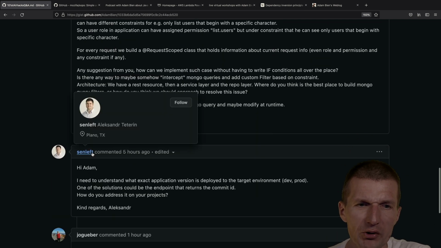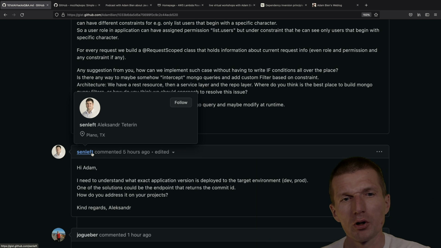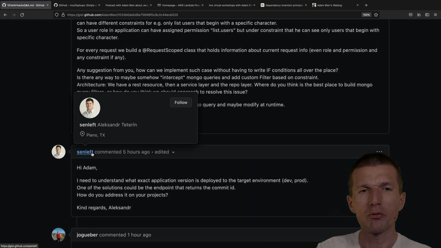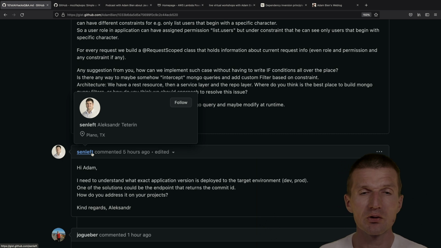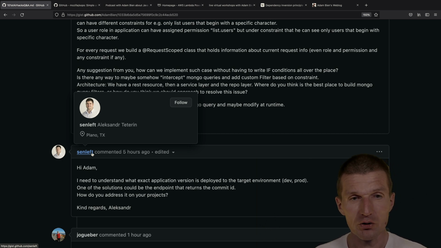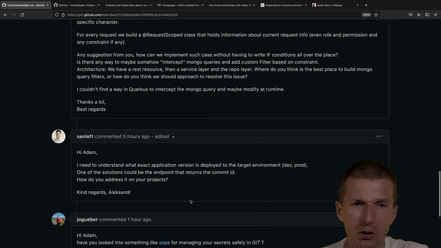Okay, now, this is a friend of the show from Texas. He attended several recent AirHacks Live sessions, and now he asked me, I need to understand what exact version is deployed to the target environment, dev and prod. One of the solutions could be an endpoint that returns the commit ID. How do you address this in your project?